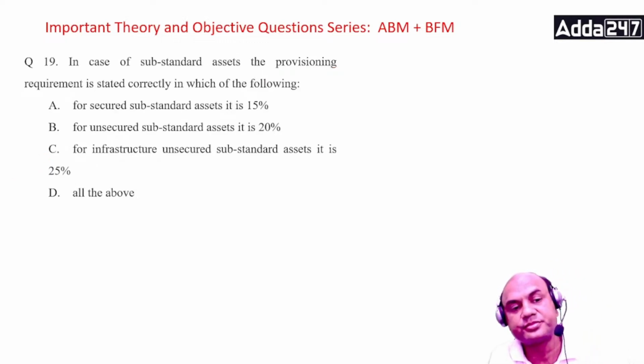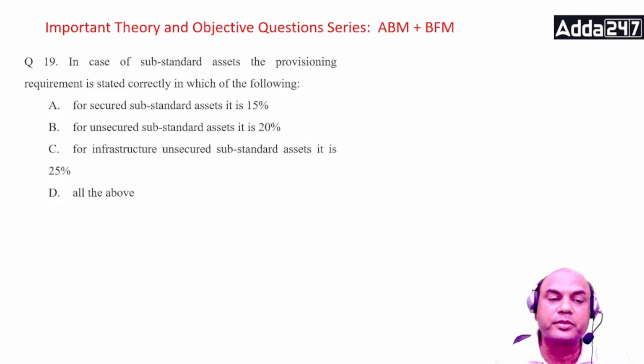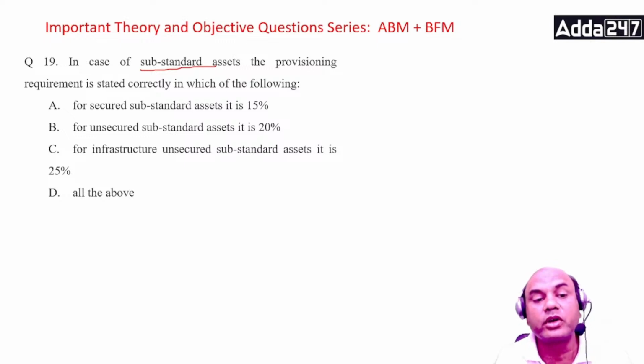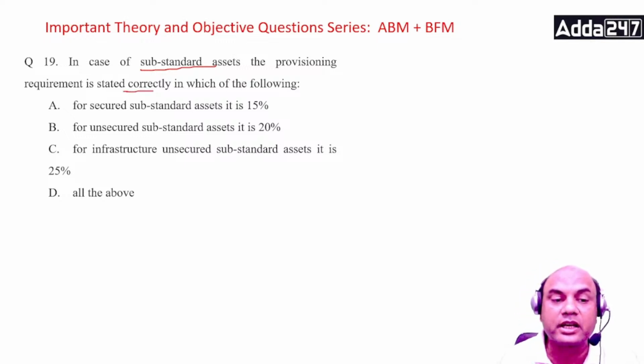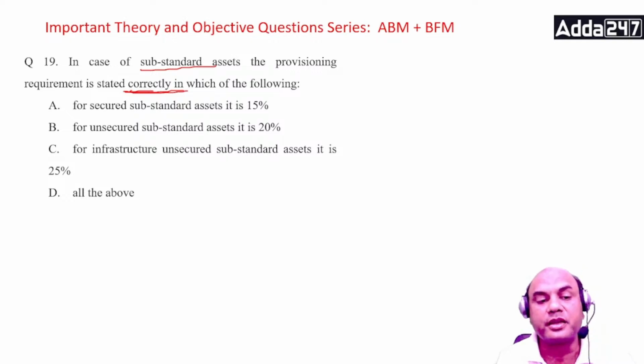Once in 3 years. In case of substandard assets, the provisioning requirement is stated correctly in which of the following? Now we are talking of substandard. What was the rule? Now you write in the comment section. For secured substandard assets, it is 15%. For unsecured substandard asset, it is 20%. For infrastructure unsecured substandard asset, it is 25%. And all of the above. Now what do we want? Which is correctly stated? Now give me the answer.